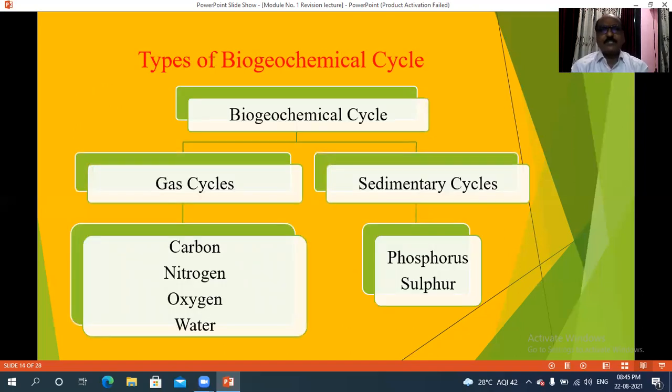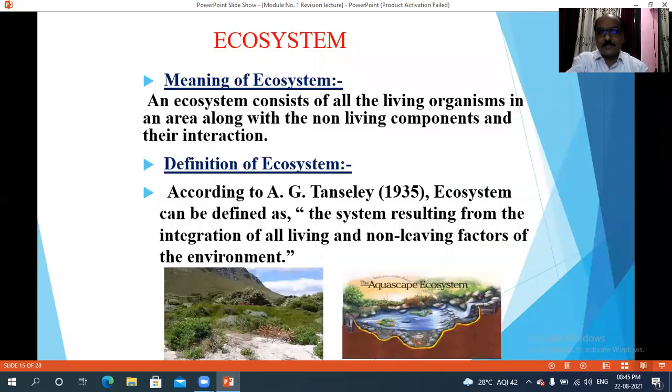Then dear students, you see there are different types of biogeochemical cycles. Okay, first is gas cycles and second is sedimentary cycles. Okay, gas cycles include carbon cycle, nitrogen cycle, oxygen cycle, and water cycle. Okay, and sedimentary cycles include phosphorus cycle and sulfur cycle. Okay, so these are the different types of biogeochemical cycles.